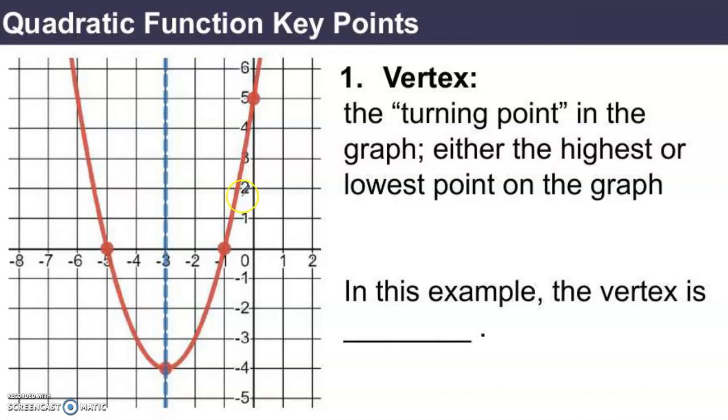One thing you need to know is that every quadratic function has a point called the vertex. And the vertex is like the turning point of the graph. It's going to be either the highest or the lowest point on the graph, depending on whether the parabola has the two open ends going on forever and ever upwards or down. In this case here, the vertex, that key turning point, is right here. So in this example, the vertex is a point. It's an ordered pair. It's when x is negative 3 and y is negative 4. The vertex is negative 3, negative 4.